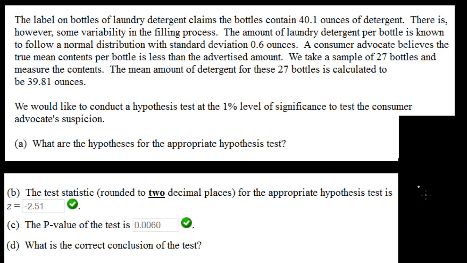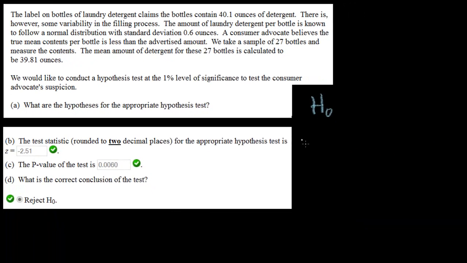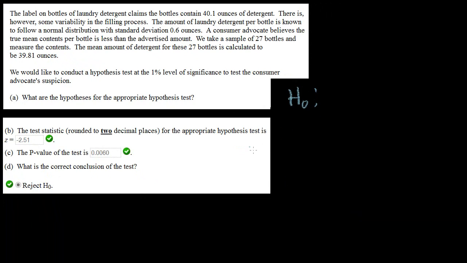Now, this first question is just asking what is the null hypothesis. That's denoted as H0. It wants to know what the null hypothesis is, and what the alternative hypothesis is. The null hypothesis would be mu 0, or this is how you would denote the population mean, equaling 40.1 ounces. Our alternative hypothesis would have to be the true mean of the population being less than what they're saying it is. So these are the two things we're going to be testing, the hypotheses.